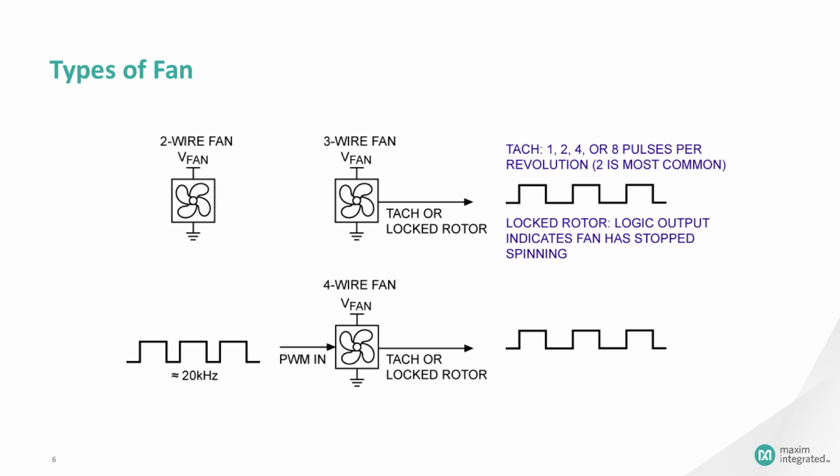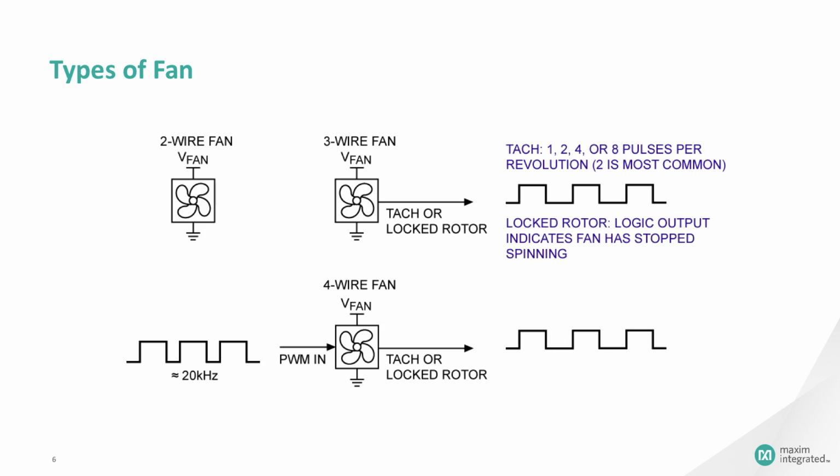The other common 3-wire function is a fan failure or locked rotor output that indicates that the fan has stopped spinning. While less flexible than a tach output, the locked rotor signal gives an unambiguous indication of fan failure or obstruction.